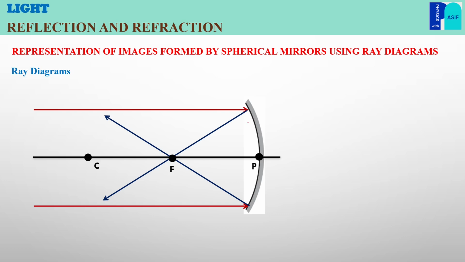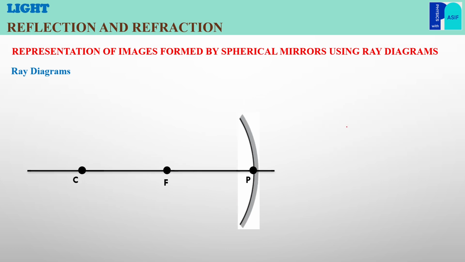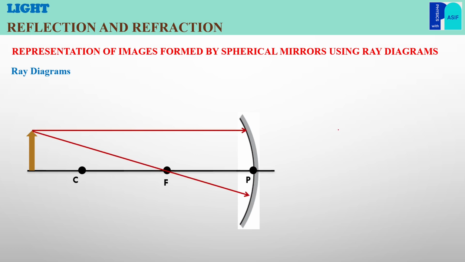And here we note down these points: the object is at infinity and the image is formed at the principal focus, and the image is real, inverted, highly diminished. The next one, we consider the object that is beyond C, and we take two rays coming from the object. One is the ray that is parallel to the principal axis, and the second ray is passing through the principal focus of the concave mirror.